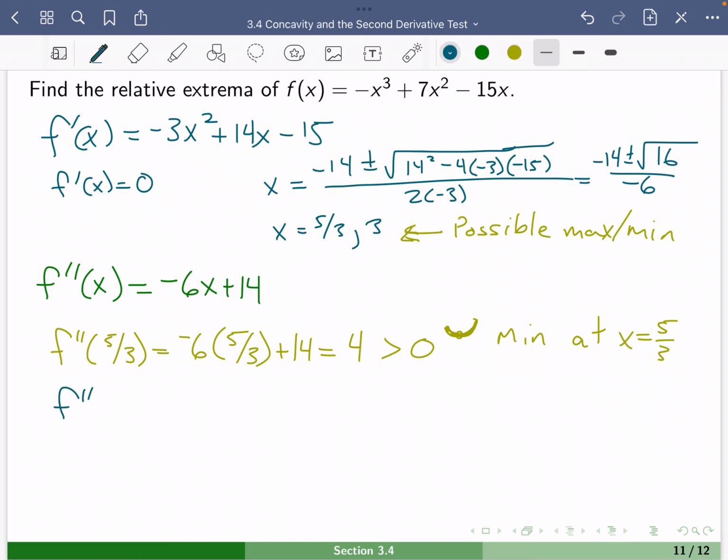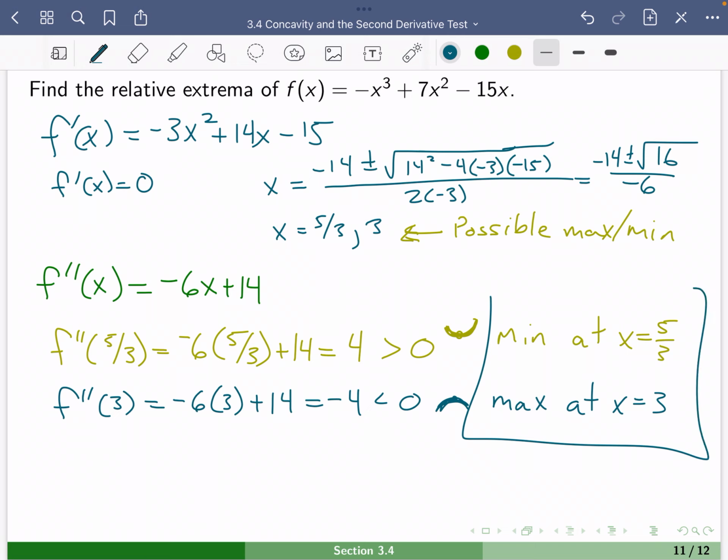We're also going to plug 3 into our second derivative. When we do that, we get negative 4, which is less than 0. So it tells us right at this point it is curved down, so we must be at a maximum when x is equal to 3. And those are the locations of the relative maximum and relative minimum.